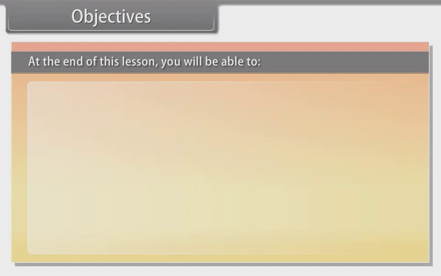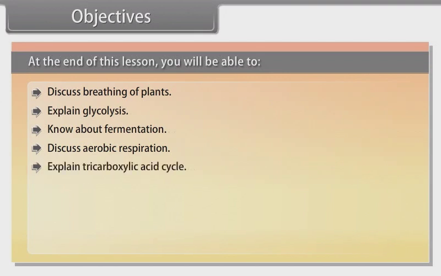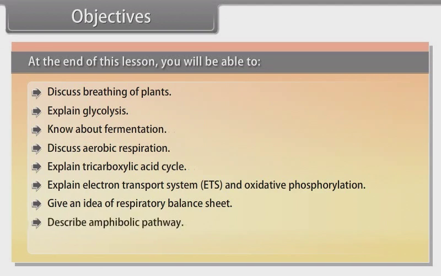At the end of this lesson, you will be able to discuss breathing of plants, explain glycolysis, know about fermentation, discuss aerobic respiration, explain tricarboxylic acid cycle, explain electron transport system ETS and oxidative phosphorylation, give an idea of respiratory balance sheet, describe amphibolic pathway, define respiratory quotient.